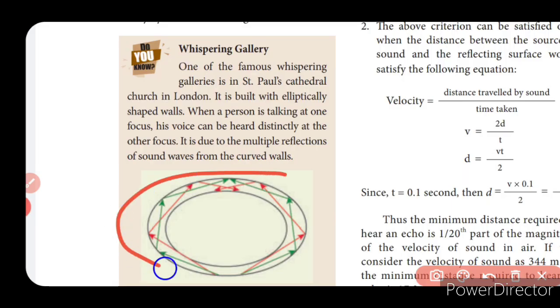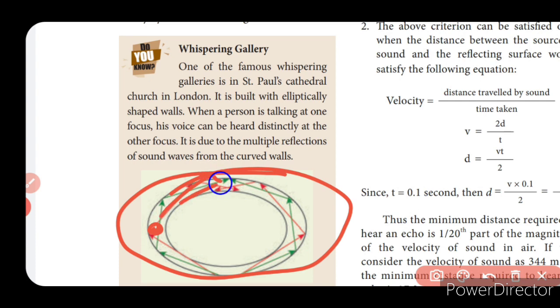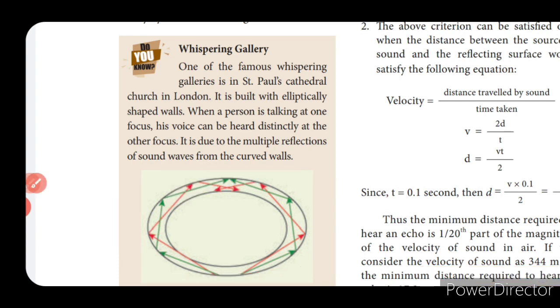Here you can see an elliptical surface. So in an elliptical surface, what happens? The sound that is produced at one particular focus will reflect to the other focus, striking the wall, so there will be multiple reflection, as you can see. Due to this multiple reflection, even a small whisper can result in a louder voice. So this principle is used in designing whispering halls.